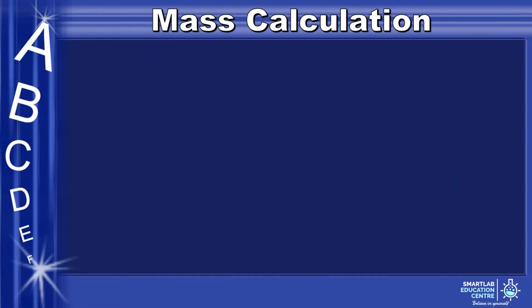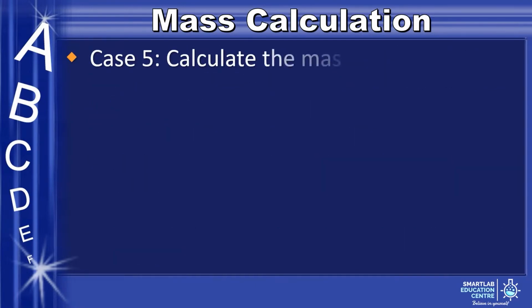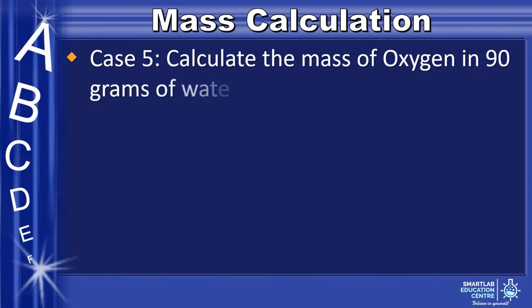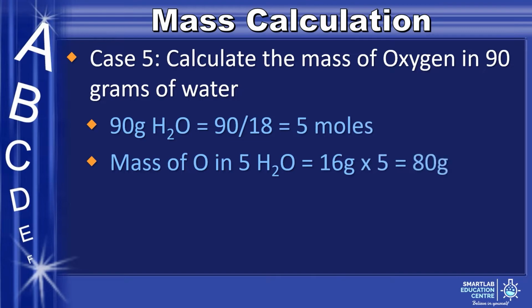Let's look at case 5. Calculate the mass of oxygen in 90 grams of water. We first find the number of moles of water and multiply it with the Mr of oxygen to determine the answer.